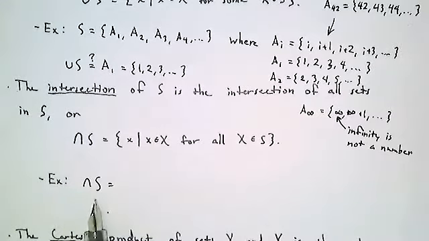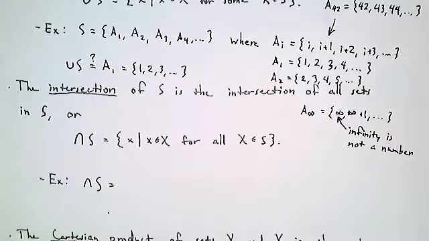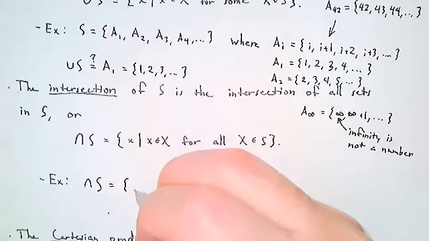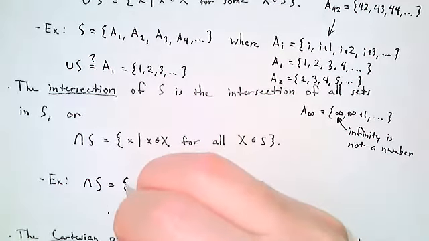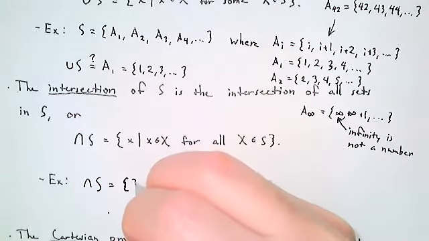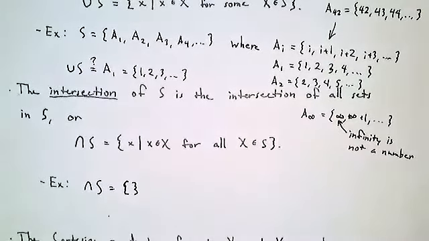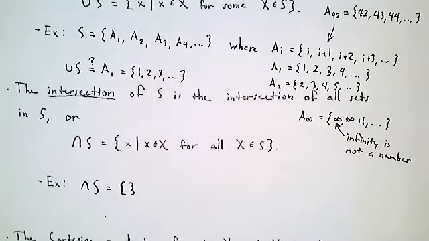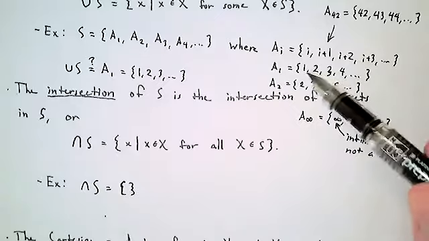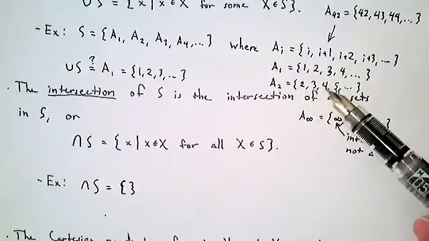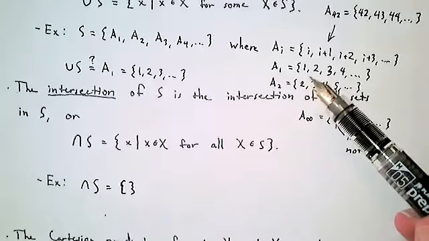So any ideas or thoughts on what might be here? Yes, someone just said the empty set. That is correct. And let me explain. So just pick any number. Let's say 1. 1's a good number. Is 1 in the intersection? Is it in all of the sets? The answer is no.